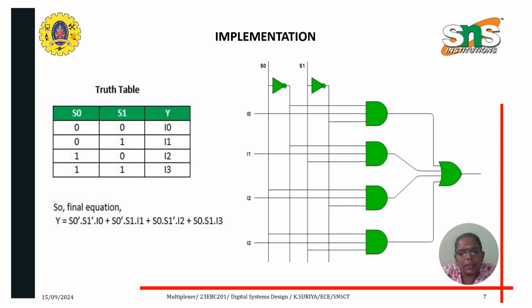So this is the truth table. As I explained, 0, 0 means I naught, 0, 1 is I1, 1, 0 is I2 and 1, 1 is I3. Based on this, the expression is given as S naught bar S1 bar into I naught plus S naught bar S1 into I1 plus S naught S1 bar into I2 plus S naught S1 into I3. So this is the equation for 4 cross 1 multiplexer.